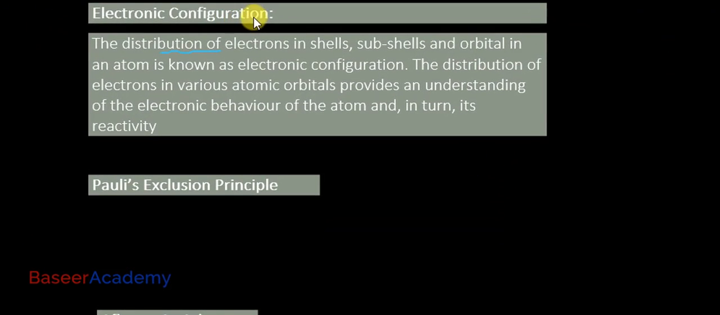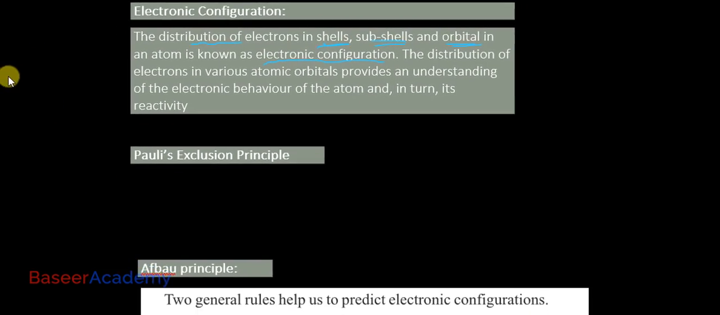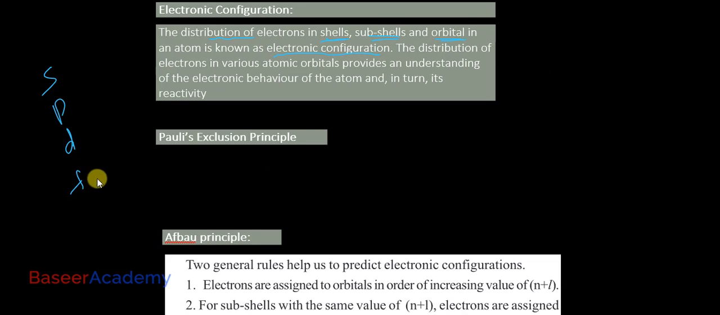What is electronic configuration? The distribution of electrons in shells, subshells, and orbitals in an atom is known as electronic configuration. You already know what a shell is, right? A shell is nothing but an orbit. Subshells are denoted by S, P, D, F, right? And what is an orbital? P has 3 orbitals, px, py, pz. So these are nothing but orbitals.